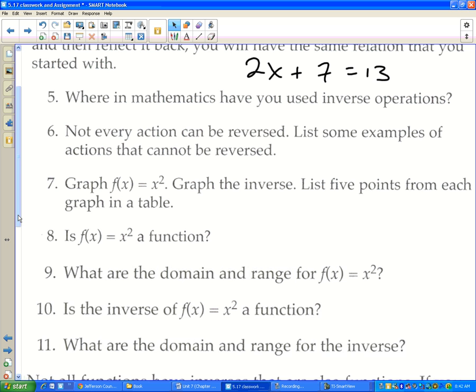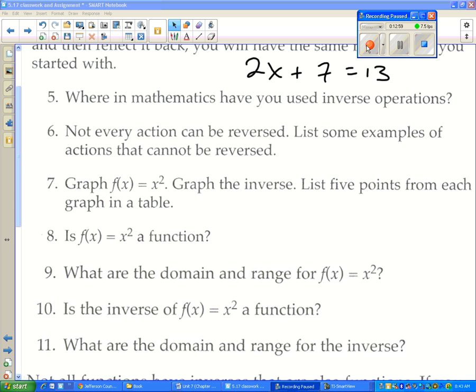So you're writing down something for number 5. I'm going to pause. Number 6, not every action can be reversed. List some examples of actions that cannot be reversed.